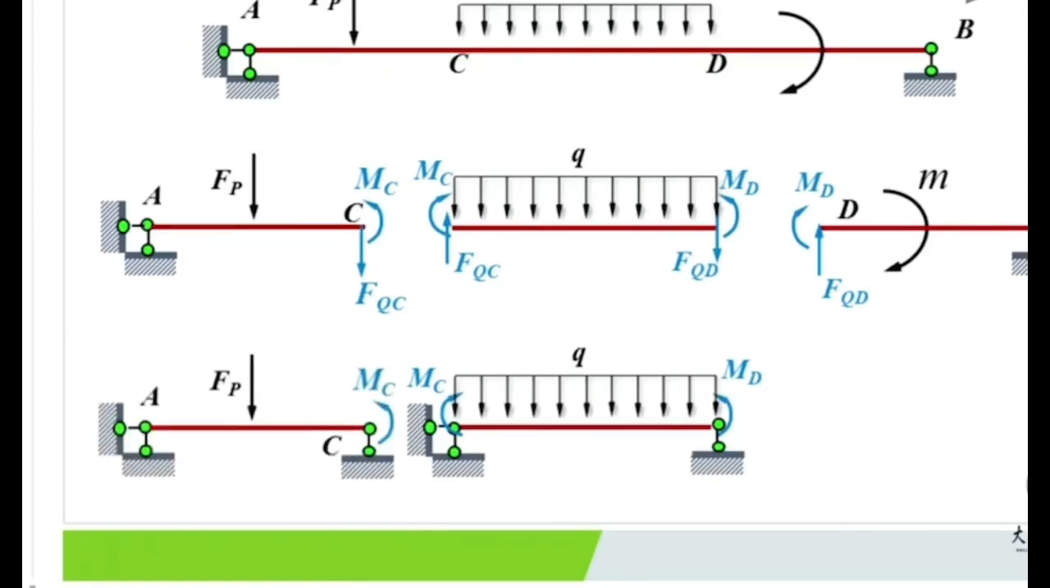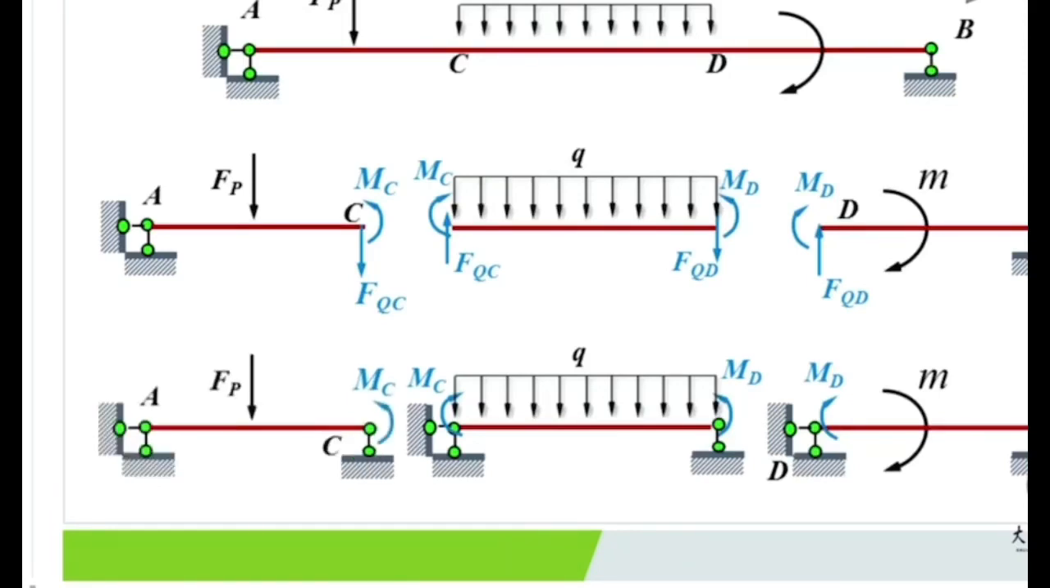The AC part could be represented by such a simply supported beam under the action of FP and an end couple MC. The DB part could be represented by such a simply supported beam under the action of M and MD. Then we could draw the bending moment diagram for each part using the superposition method.